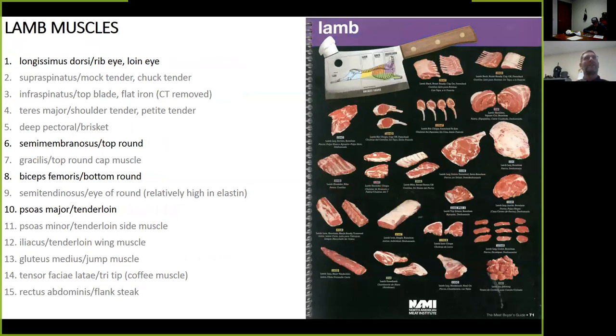So let's take a look at lamb. The longissimus dorsi, the semimembranosus, the biceps femoris, the psoas major. Where are those cuts? Let's take a minute and look over here and see if you can identify where those cuts are.